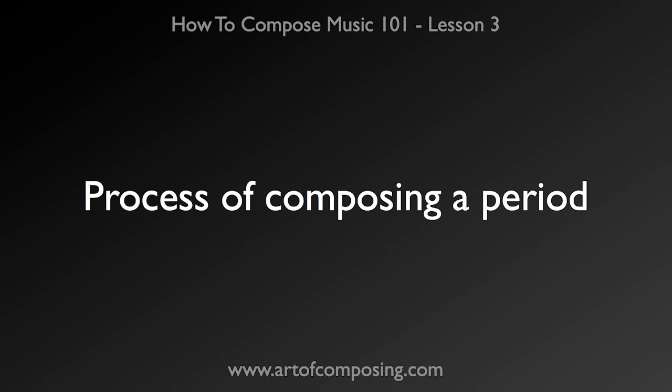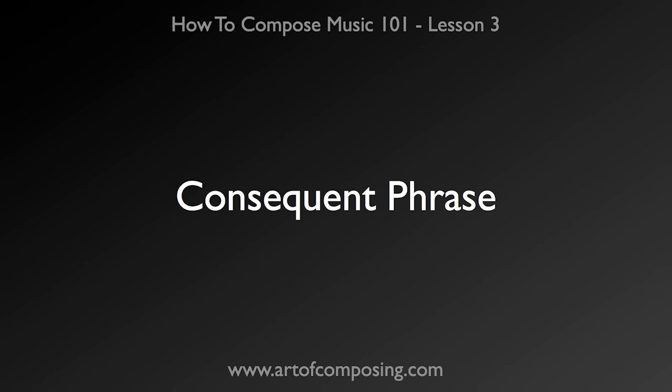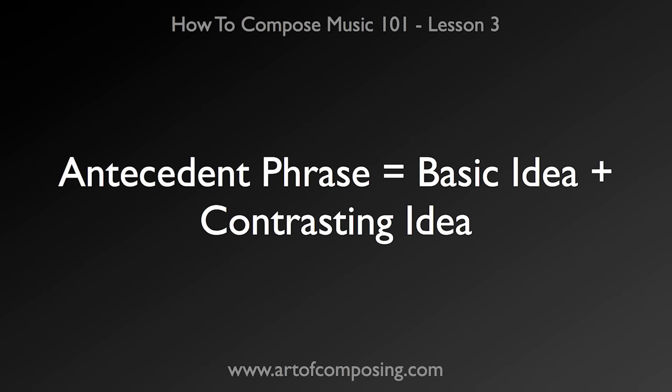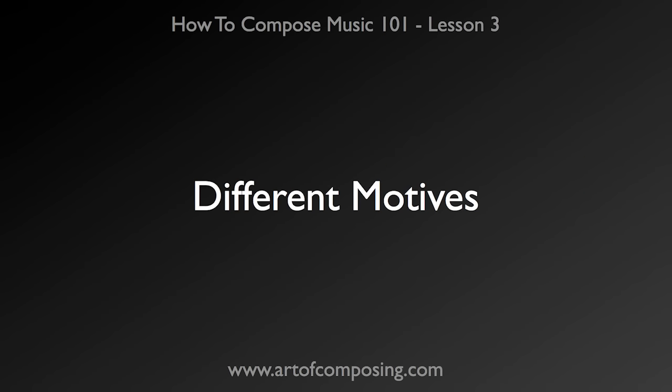So let's look at composing our period. As I said before, the period is made up of an antecedent phrase and a consequent phrase. Each one of these phrases can be broken down even further. The antecedent phrase is made up of a basic idea, sound familiar, and a contrasting idea. The contrasting idea is nothing more than another basic idea. It gets its contrast by introducing distinctly different motives.